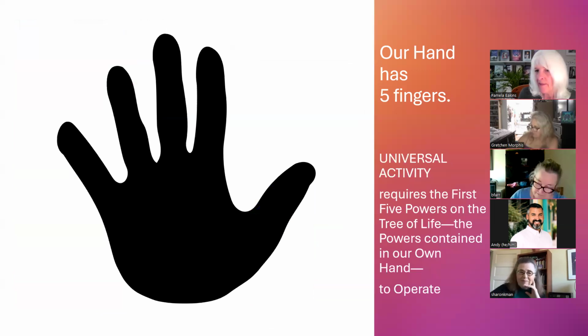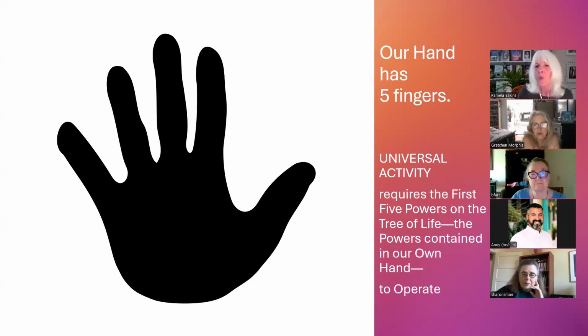Our hand has 5 fingers. This is a review. And universal activity, the activity of the universe, requires the first 5 powers on the tree of life. These first 5 powers really move the creativity. And these are the powers contained in our own hand. And this is what the universe needs to operate. The very powers that we are working with and learning about are Yoda powers.